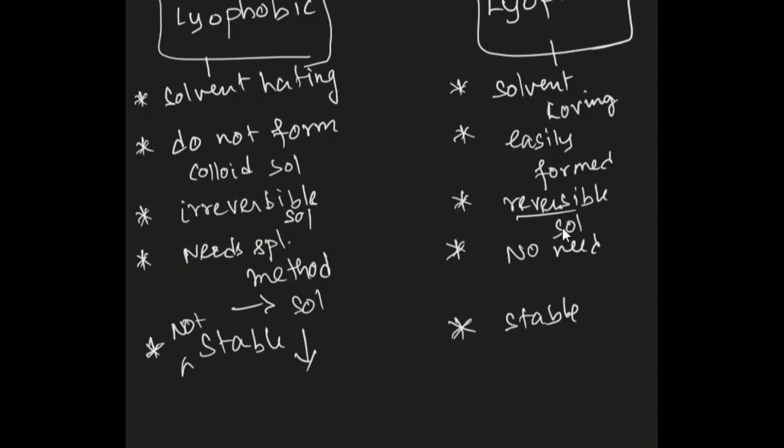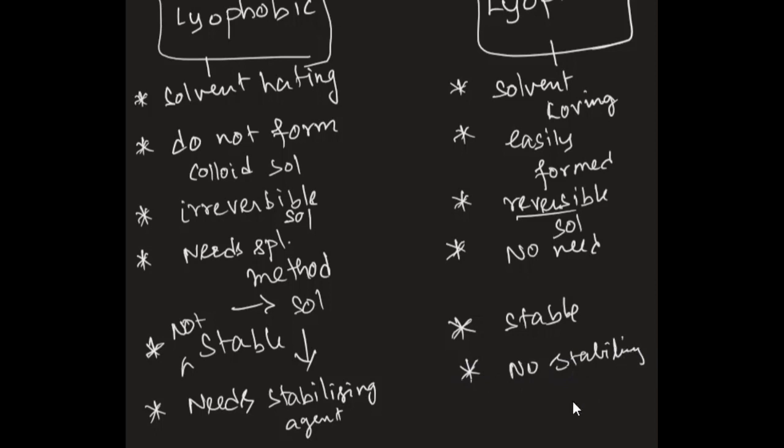You understand? And so, since at any time it can break, it needs some stabilizing agent to make uniform and more stable. So, it needs stabilizing agents, whereas this require no such stabilizing agent. You understand this? So this is the second method of classification.